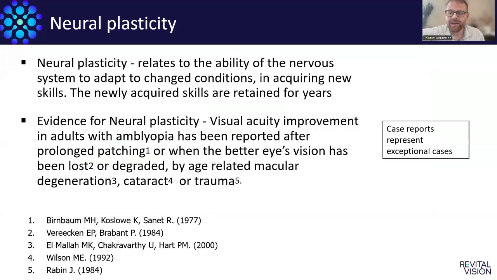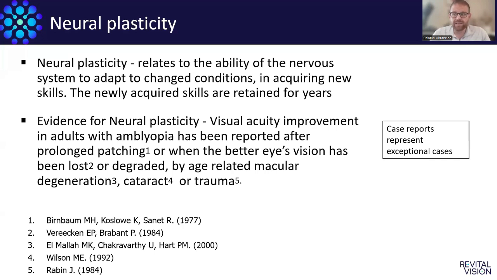Neural plasticity relates to the ability of the nervous system to adapt to change conditions in acquiring new skills, and the newly acquired skills are retained for years. Up to the 1950s, the adult brain was thought to be hardwired with fixed and immutable neuronal circuits.